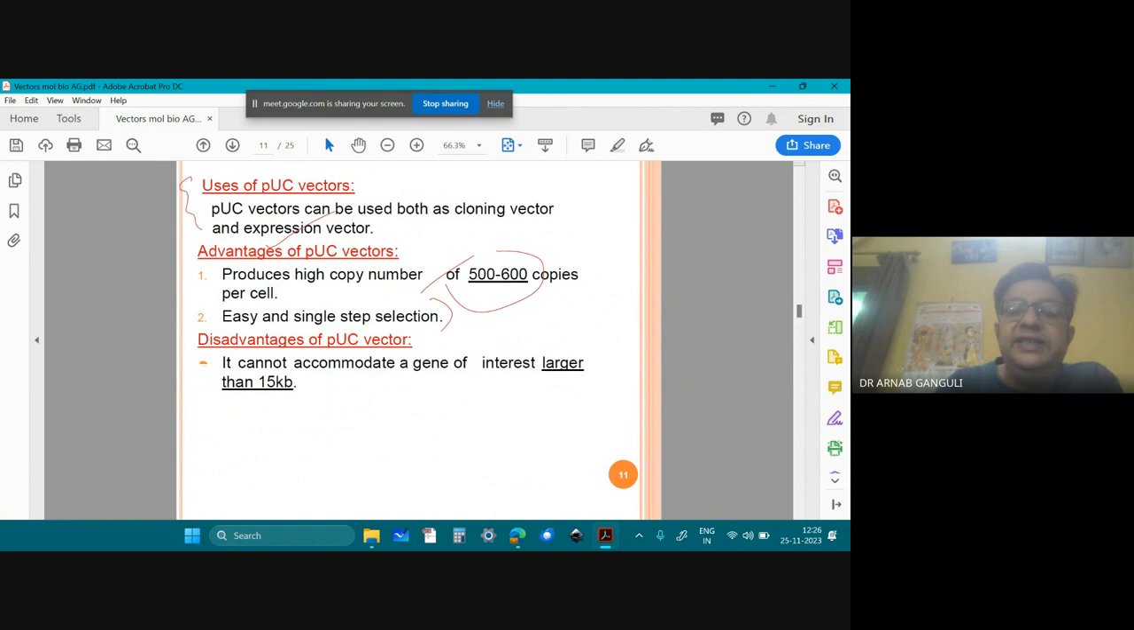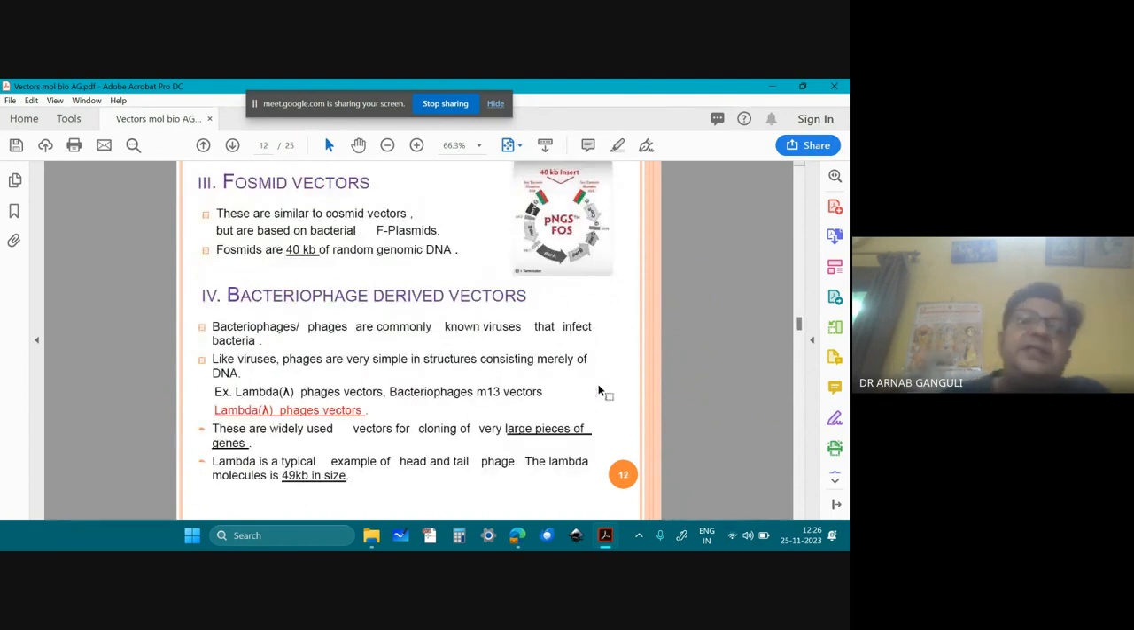And a disadvantage, it cannot accommodate more than 15 KB. You cannot put more, but this is also quite big. Then you have these plasmid vectors. One second, I have to finish plasmid vectors.